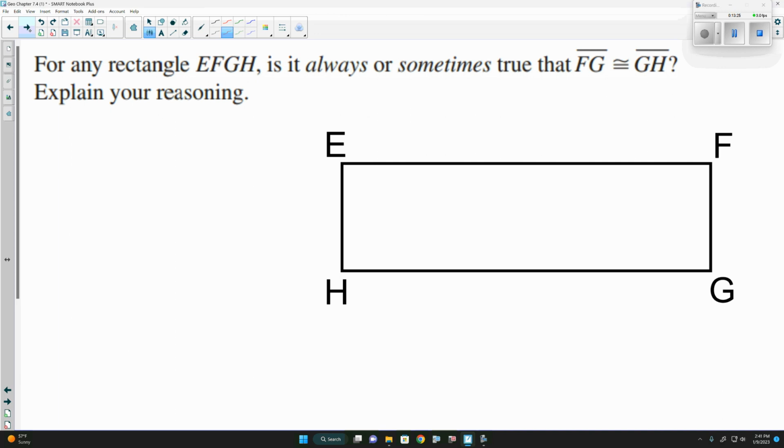For any rectangle EFGH, is it always or sometimes true that FG is congruent to GH? Yes. Sometimes it'd have to be a square. You ready for the next one?